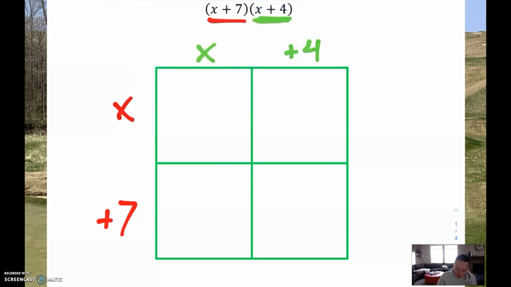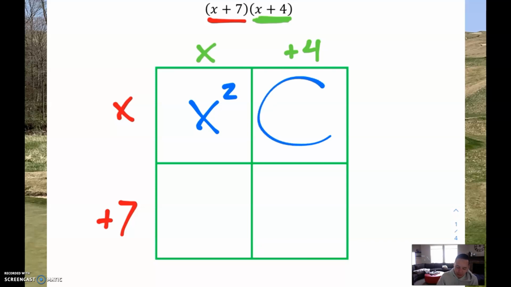So let's start with this one right here. This is taking x times x. So x times x is x squared. We remember that from the last video. Please don't forget that one. X times x is always x squared.